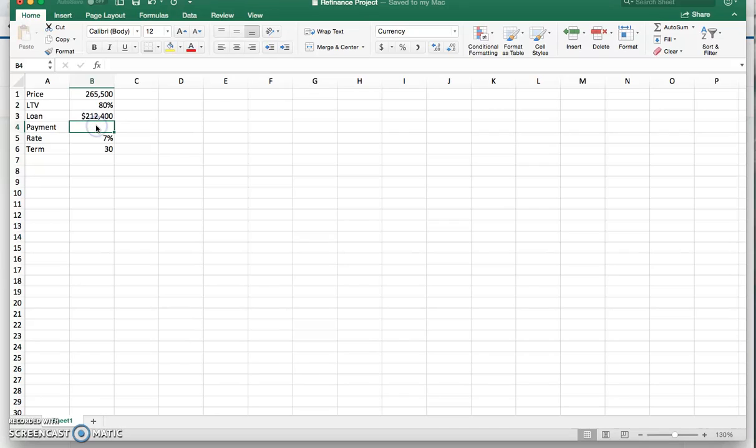For the payment calculation, I'm just going to use the payment function, and then take the rate divided by 12, since it's monthly payments. Then you take the term, which is 30, multiply that by 12, and then the loan value, and that gives you a payment of $1,413.10. The annual payment, you're just going to take the monthly payment times 12. Well, I don't know if that'll work.